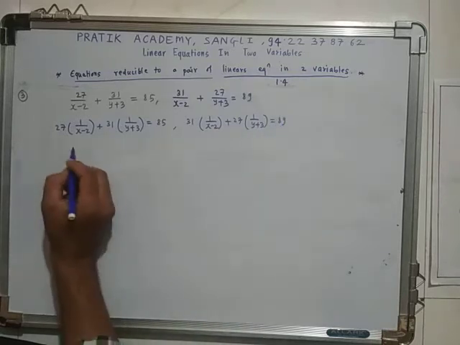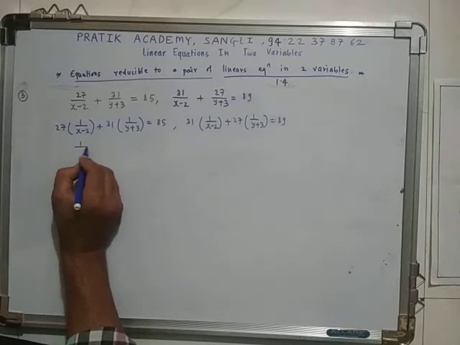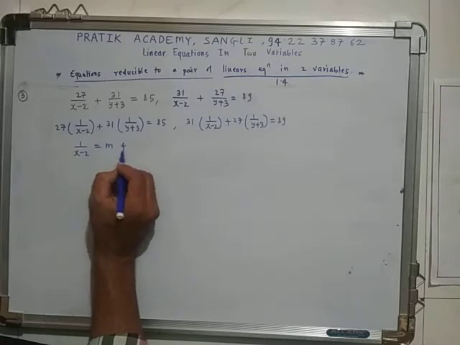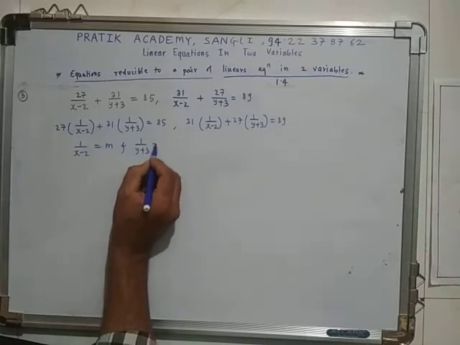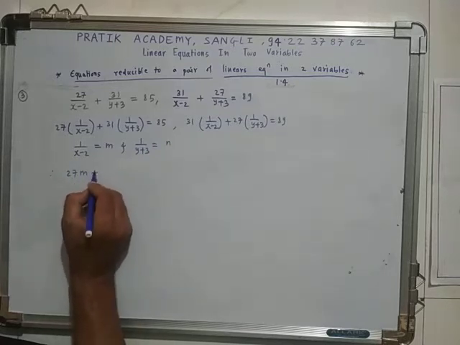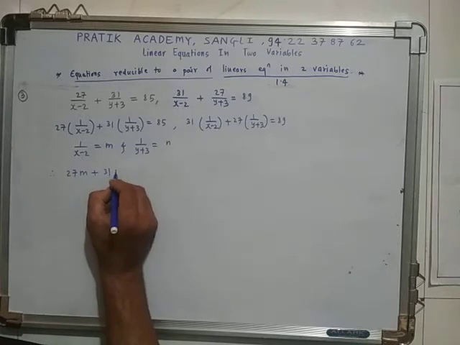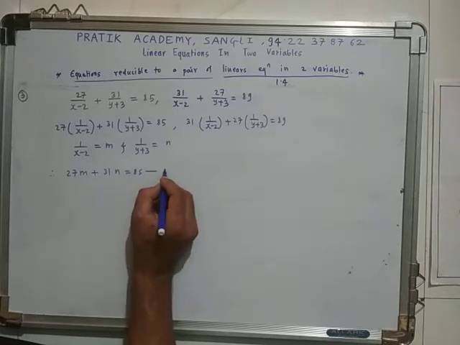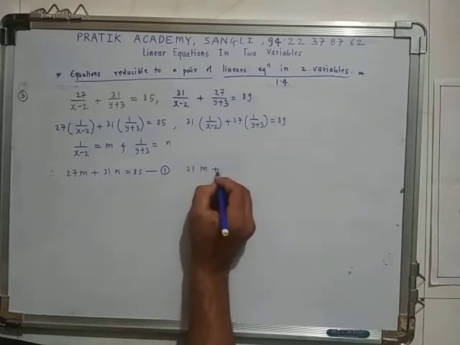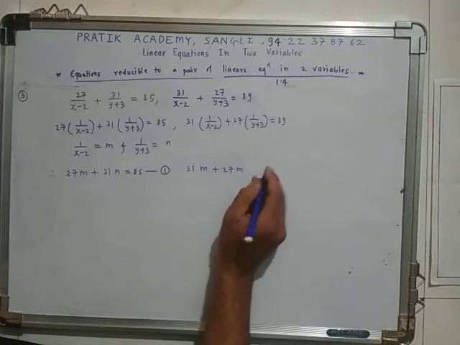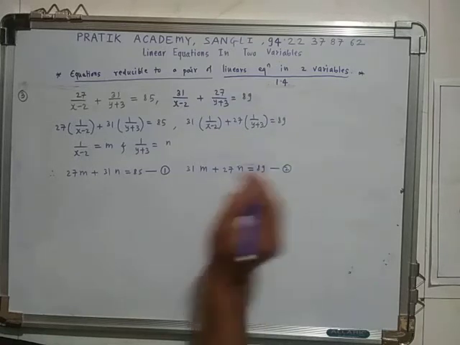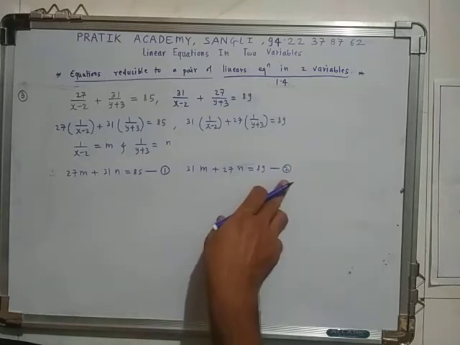Now tell me what the substitution is. Yes, here we will put 1 upon x minus 2 as m, and 1 upon y plus 3 as n. Then here it becomes 27m plus 31n is equal to 85. This is our equation 1. Then here 31m plus 27n is equal to 89. So this is equation 1 and equation 2.